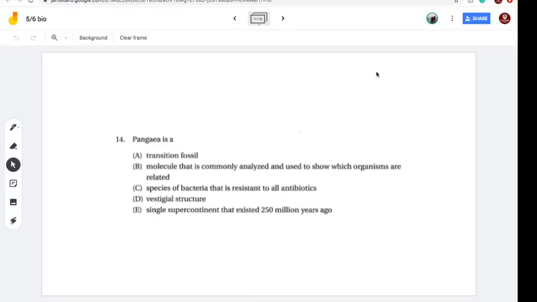So the theory of continental drift stated that about 250 million years ago, the continents were locked together in a single supercontinent known as Pangea, and it slowly separated into 7 continents over the course of the next 150 million years. So in this case, Pangea was a single supercontinent that existed 250 million years ago. So it would be choice E.